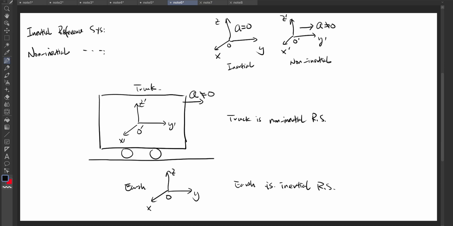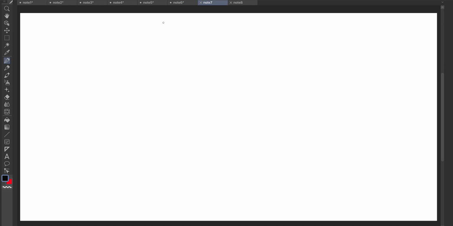But of course, if the truck is not accelerating, if the truck is moving with a constant velocity, or if the truck is at rest, then the truck's reference system is also an inertial reference system. Okay. Now the last concept I want to talk about is the breakdown of Newton's second law in non-inertial reference system. So let's call this breakdown of Newton's second law in non-inertial reference system.